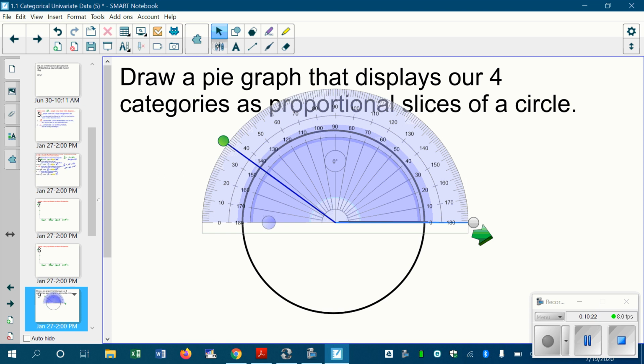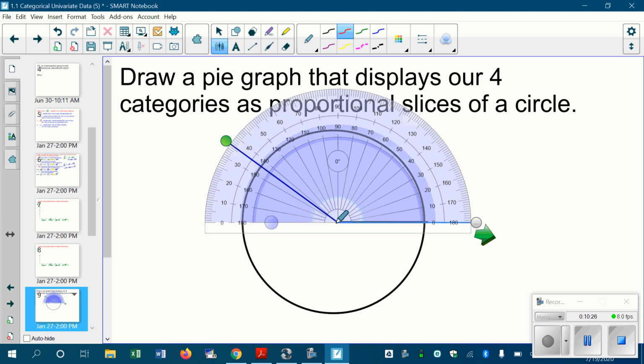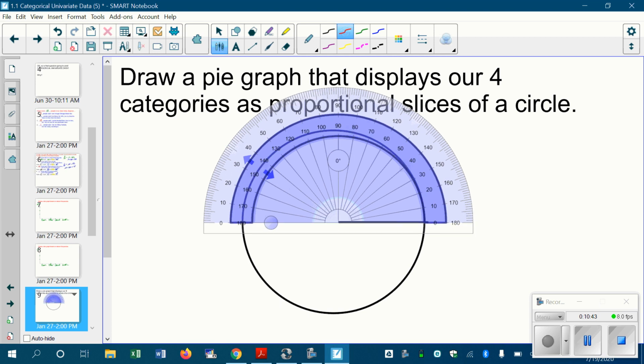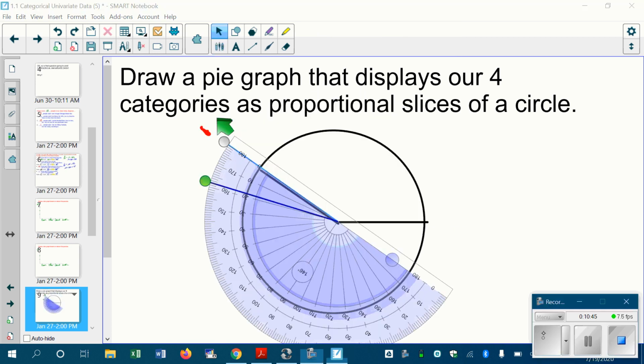A few little notes about protractor use, if you did find one. This bit in the middle has to be lined up with the center of your circle. This line that has the 0 and 180 needs to be lined up with a radius on your circle. So you should draw a segment that goes from the center out to the edge, and then base your measurement off of that. Okay.